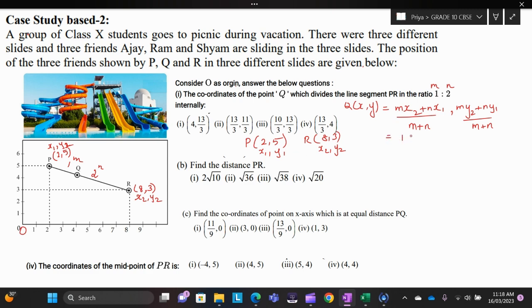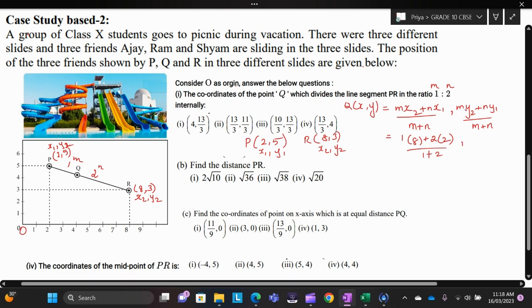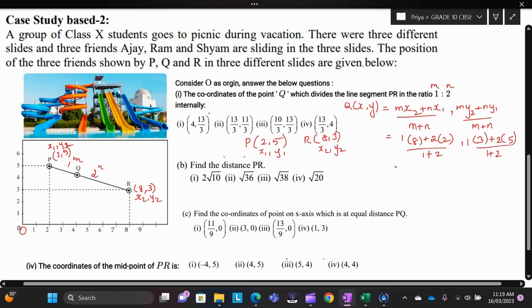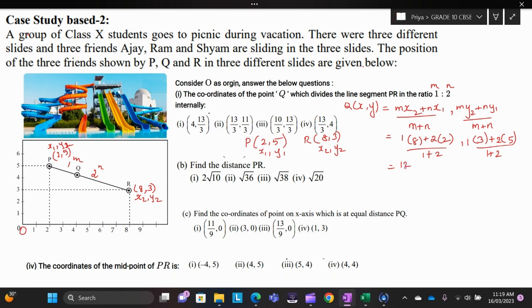So m is 1 times x2 is 8 plus n is 2 times x1 is 2, by m plus n, so 1 plus 2, comma m is 1 times y2 is 3 here plus n is 2 into y1 is 5, by m plus n, again 1 plus 2. So after substituting I will get 8 plus 2 times 2 is 4, so 12 by 3, comma 3 plus 5 times 2 is 10, so 10 plus 3 is 13 by 3, which gives you 4 comma 13 by 3, which is option 1, isn't it?